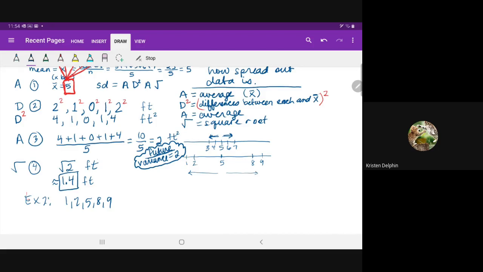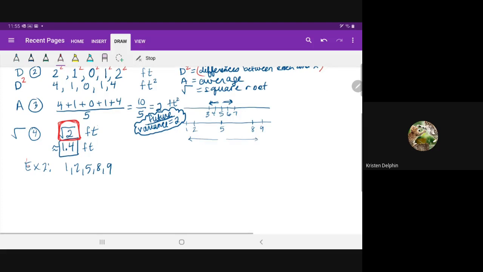Let me read your message. For step 4, I usually like to leave it with the square root, but for this specific problem, I just wanted you to be able to tell how spread out it is. And with square root of 2, you can't really tell what number that is unless we come out with it as a decimal. So generally I would just leave square root of 2 as the answer.